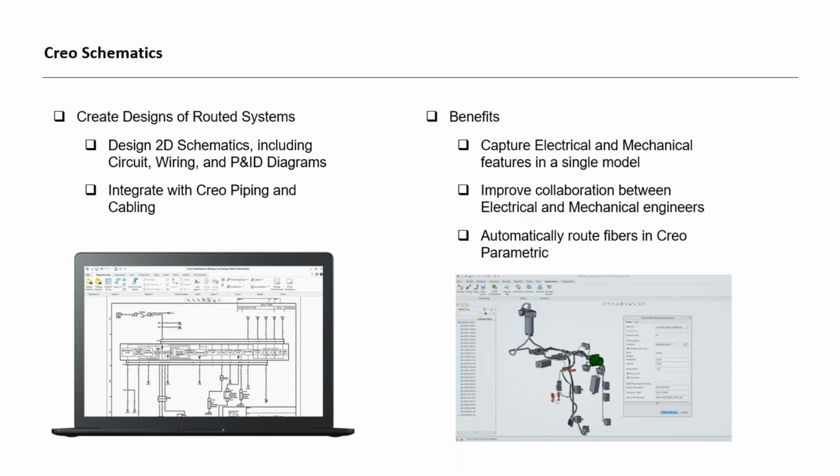As long as all that is set up properly at the schematic level, we're able to do things like automatically route cables. So we can see an example in the bottom right of our screen there. All of those cable features are going to be automatically created, essentially with the push of a button, as long as this is set up properly in Creo schematics.